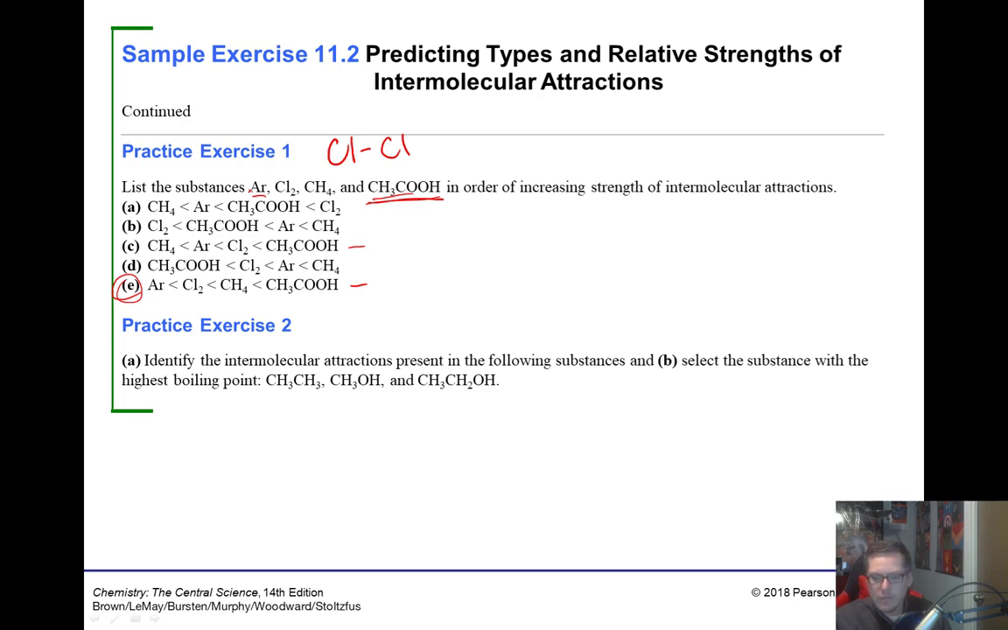Go ahead and work these out on your own. You're identifying the intermolecular attractions present in the following. Then select the one with the highest boiling point, and that's going to be the one with the highest intermolecular force acting on it.